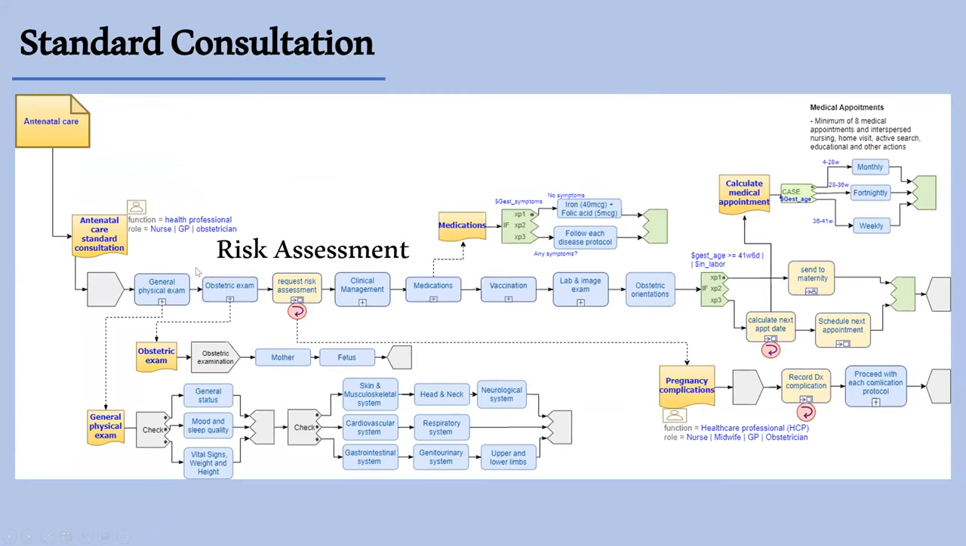And as you can see, each task can be a separate task or a sub-process. For example, this one, general physical exam. Inside the general physical exam, we have a little flag that has another task plan inside. And then we can do the whole set of tasks inside this sub-process. And then we can check the general physical exam, or we can do the obstetric exam on the mother and the fetus. And also we have here the risk assessment. And I just want you to pay attention to that. We will zoom in a little bit.